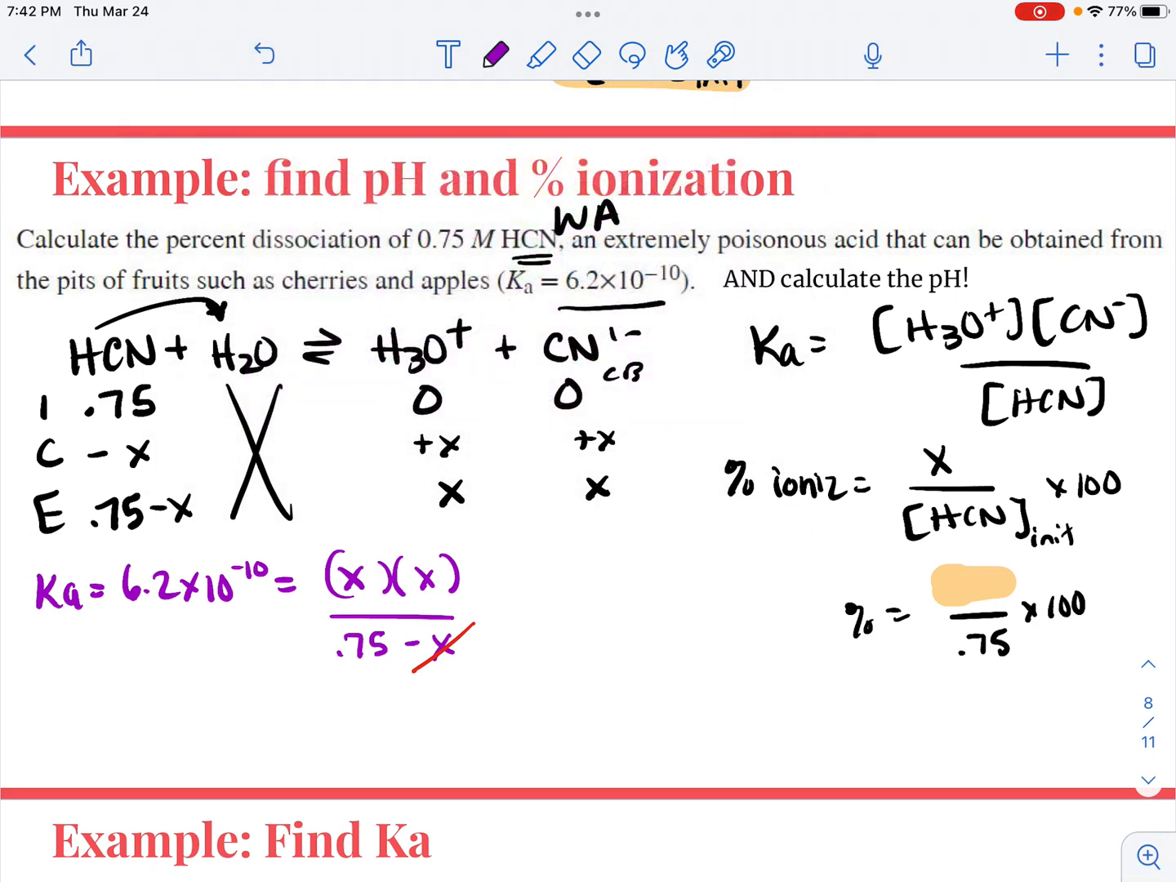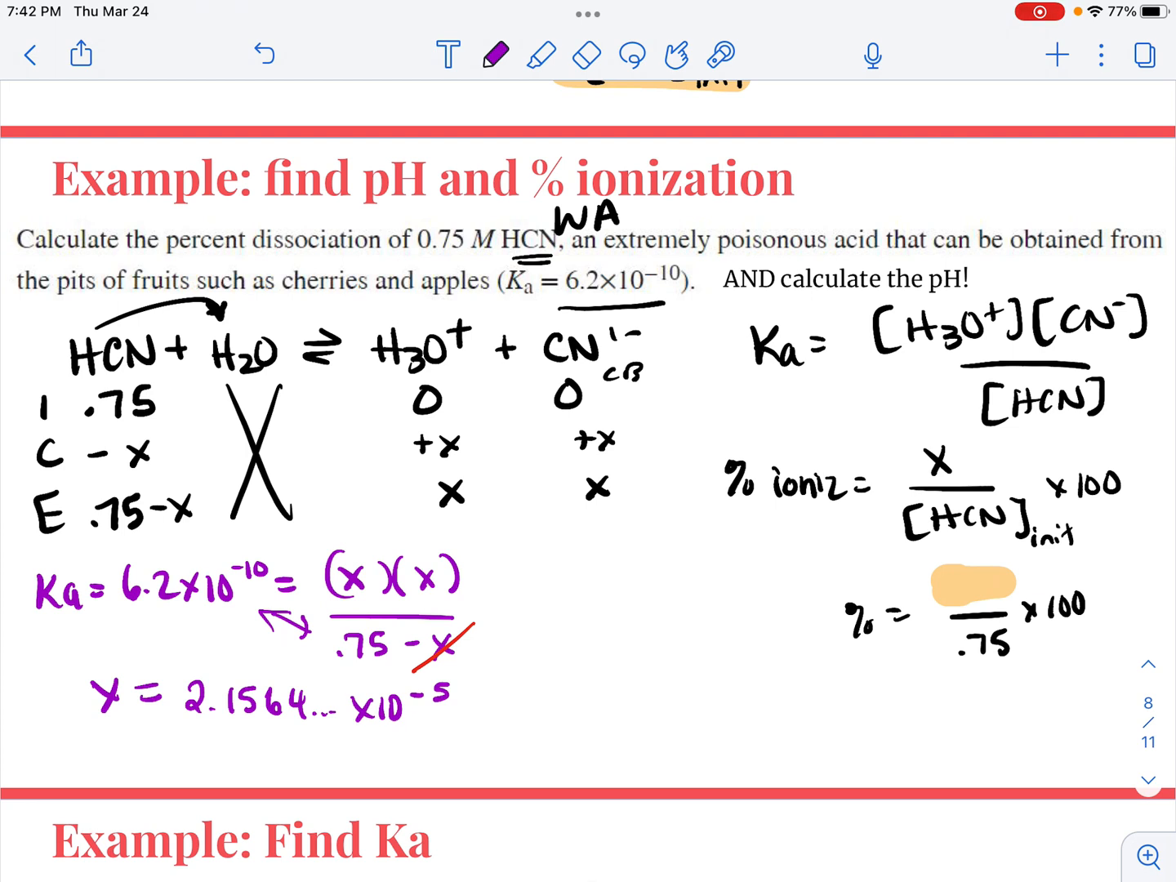And I can now cross multiply my 0.75 times 6.2 times 10 to the negative 10th, and then take the square root of that, and I find that X equals 2.1564, some more numbers, times 10 to the negative 5th.